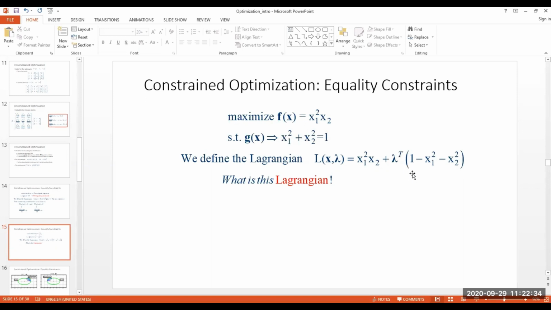Because you remember it was g of x equal to 0, you can make this 0 in two ways. Either you take the 1 to the left side and make it 0, or you do the reverse. Writing this g of x in this fashion actually helps us in calculation. That's why we are taking it. But you could also go for x1 square plus x2 square minus 1 equal to 0. There is no harm in doing that.